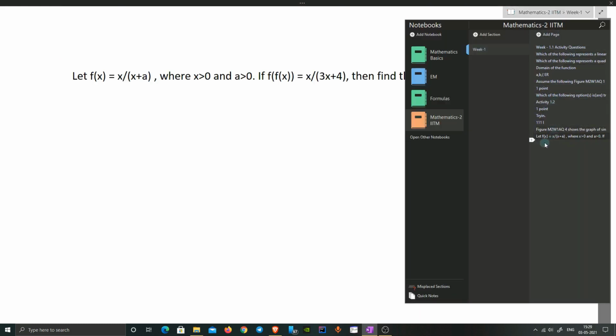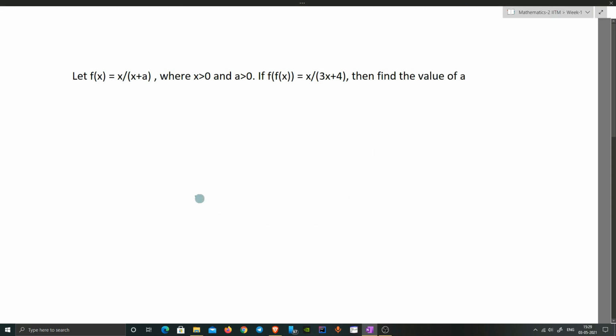Next one. f of x is given by x divided by x plus a, where x is greater than 0 and a is also greater than 0. They have also given that f of f of x is x divided by 3x plus 4, and we have to find the value of a. So let us first find out what this f of f of x is by using the given equation.